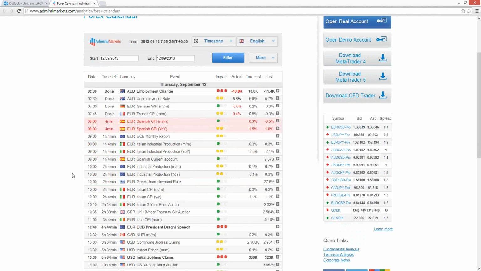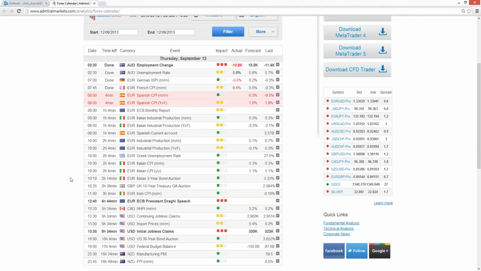In our session, we really don't have any high-impact news. There's ECB President Draghi speaking in 4 hours 44 minutes, and USD initial job claims in 5:34 from now. But in our session, just a few medium and light impact news.